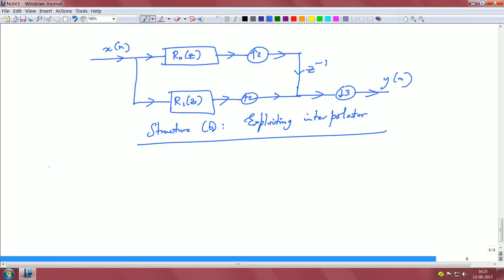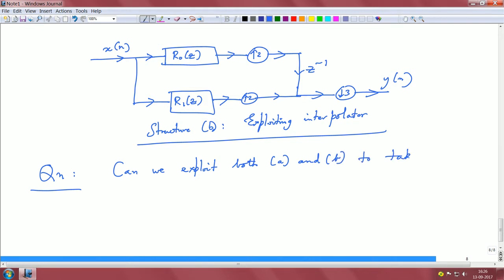Now, the question that one has to ask is, can we exploit both A and B to take full advantage of decimator and expander?